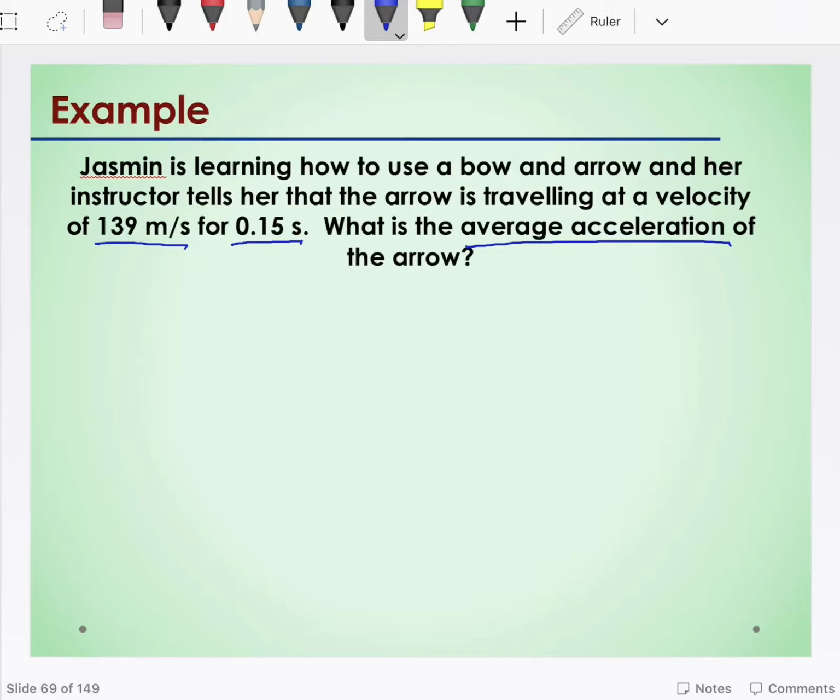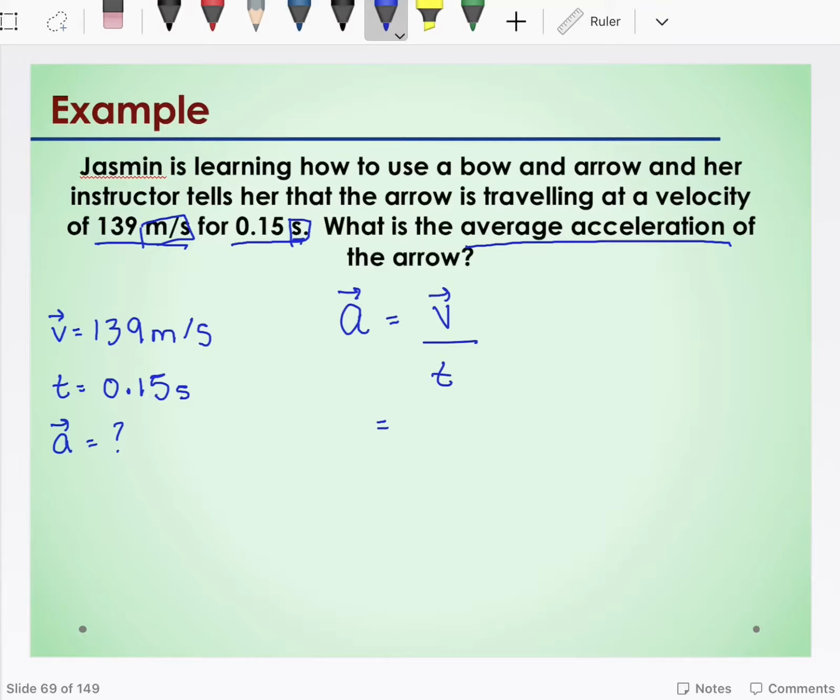All right, so I like to summarize what I have. My velocity is 139 meters per second. My time is 0.15 seconds. You need to be able to recognize the kind of value by the units, so I should be able to know that that's time because that's in seconds. I'm asked to solve for average acceleration. So this leads me to writing down my formula, where acceleration equals velocity divided by time.